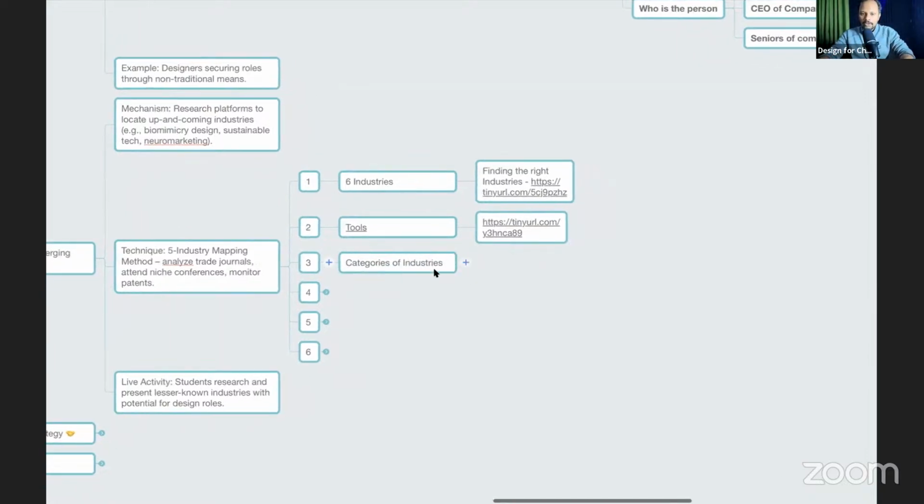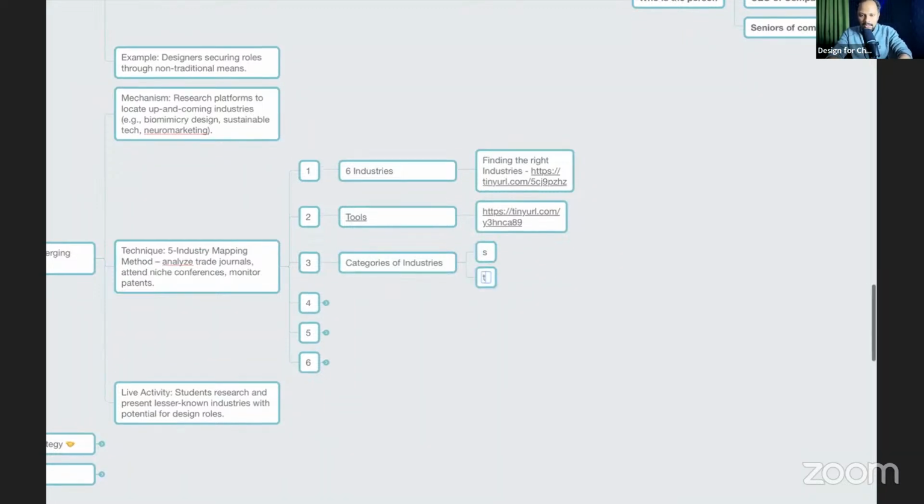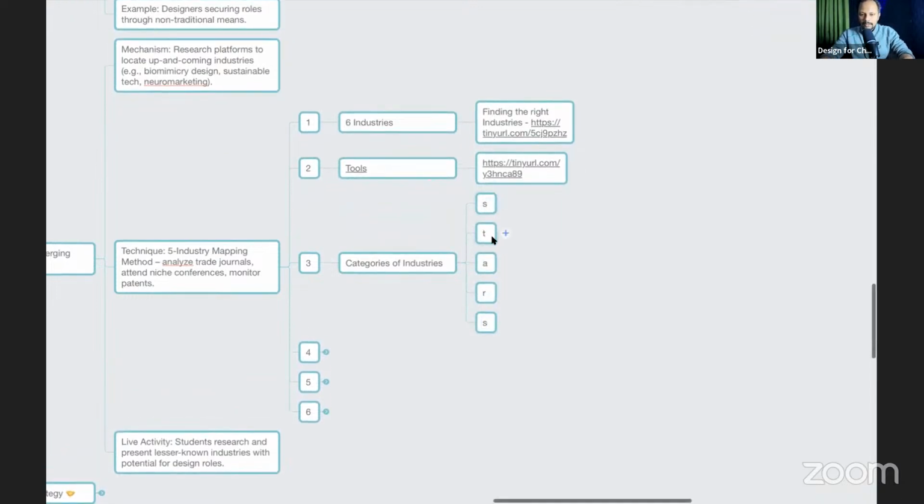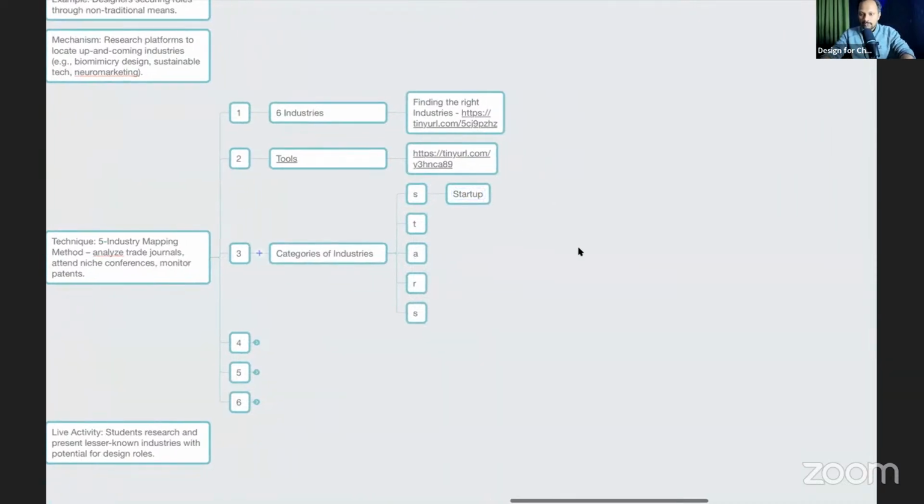Third, all of your industries will fall under 5 categories. One is STARS: Startups, Technology-based companies, Accelerated growth companies, Realignment companies, and Sustainable growth companies. In any industry you are finding out about, startups will be there, and technology-based companies will be there. Accelerated growth companies will be there, that means companies like growing Swiggy and Zomato.